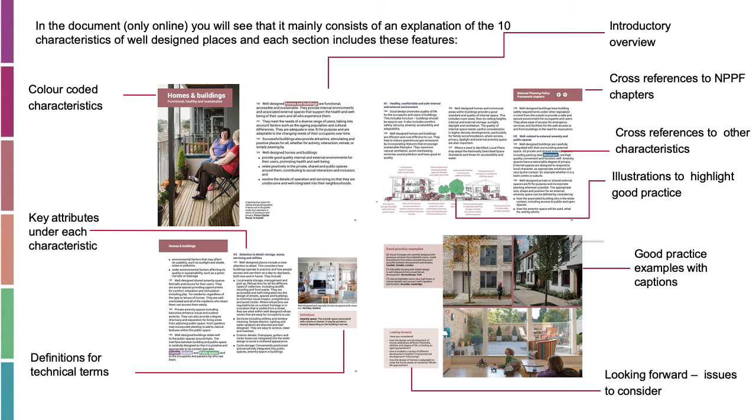In the bottom right-hand corner, you will see there is a statement called Looking Forward, Issues to Consider. So for each of the 10 characteristics, a Looking Forward box identifies some of the issues to consider as we're thinking ahead about our places. Both local planning policies and the design process need to take these into account.